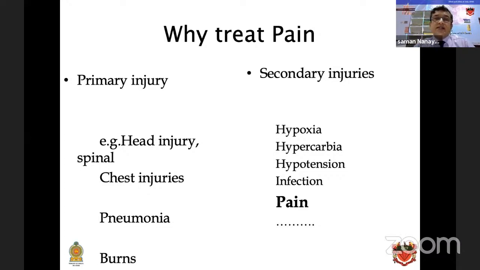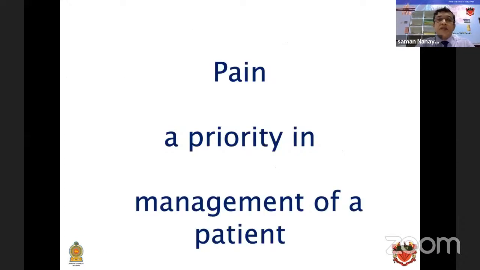So what are the secondary injuries? There are many secondary injuries that can happen to a patient in the hospital. Hypoxia, hypercarbia, hypotension, infection, and pain is another secondary injury. So try to control pain. You can control pain. Therefore, by now you should understand that pain is a priority in the management of a patient. So you should not wait for others to control pain.